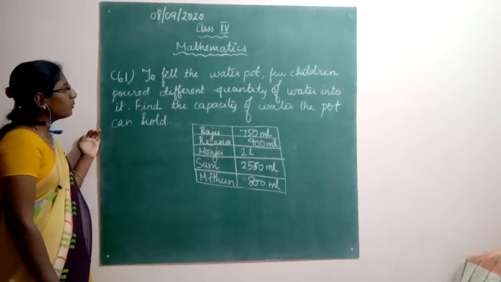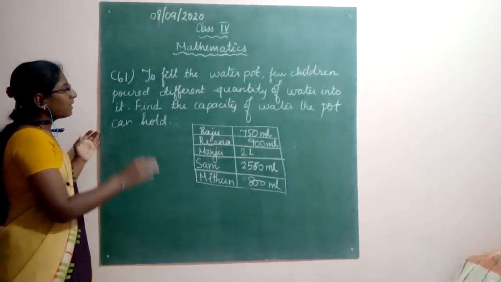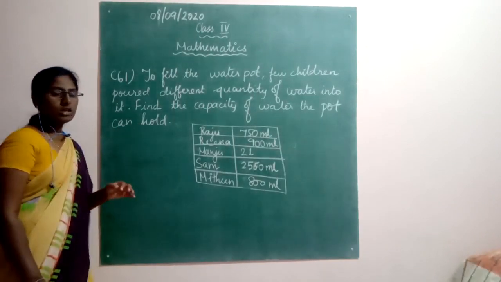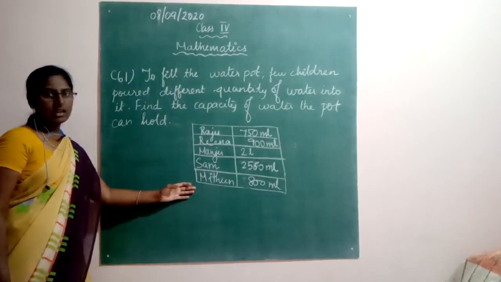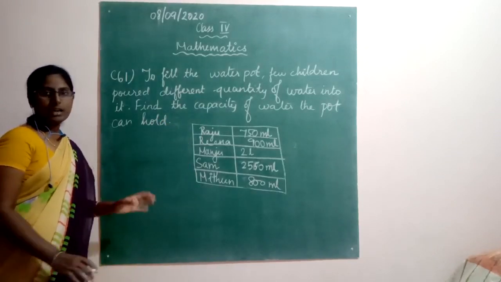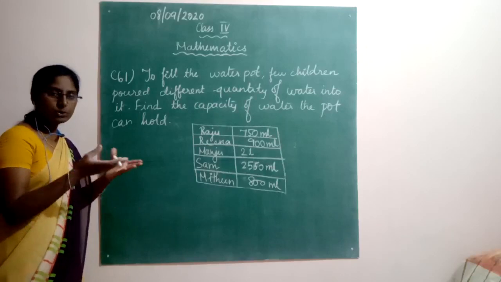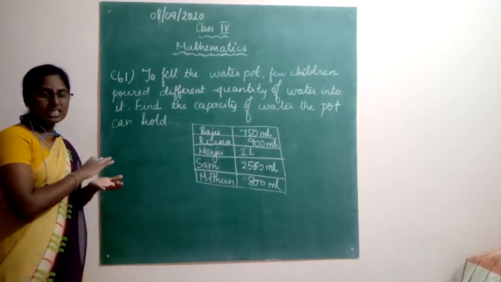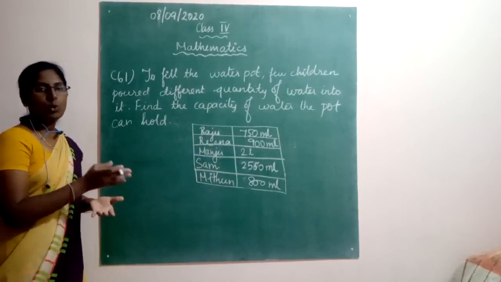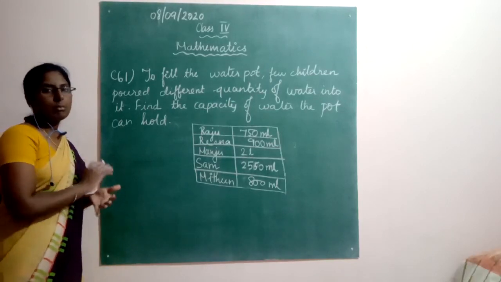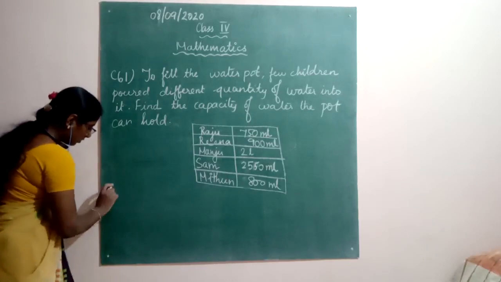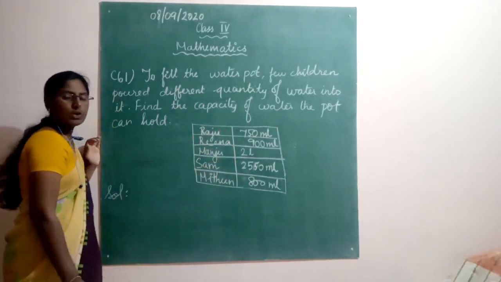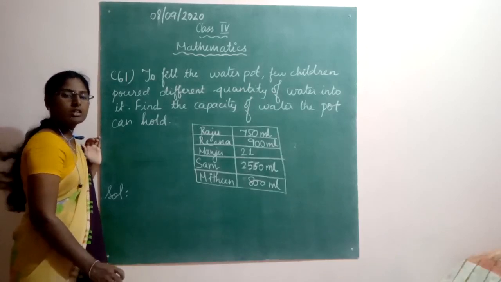To fill the water pot, a few children poured different quantities of water into it. Find the capacity of water the pot can hold. Okay, so see, can you see the list here? Yes. So there are a few children, they are pouring some amount of water into the pot, and after everyone pours the water, the pot gets filled up. Okay, so we have to find what is the total capacity of the pot. Okay, so you have to add everything so that you will get the total quantity of the pot.